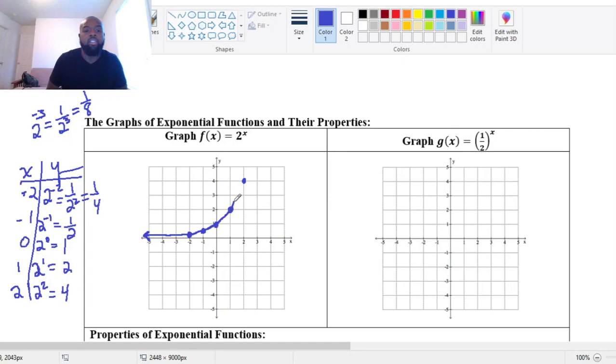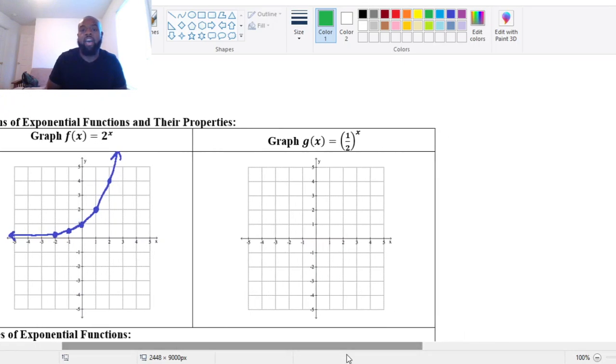And then here to the right, my y values are going to get larger and larger. And so I have a graph that looks like this. All right, and so for this f of x, g of x over here equals 1/2 to the x. Now notice 2 and 1/2 are very similar, right? Notice 1/2 is the same thing as 2 to the negative first power, right? So I could write it that way.